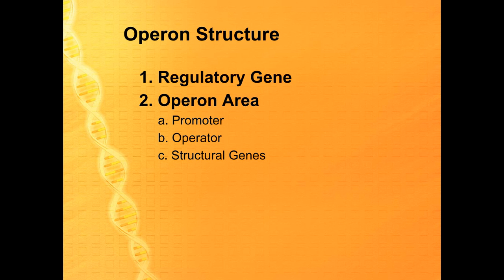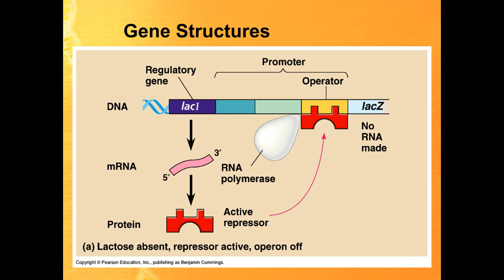We'll spend some time on eukaryotes in a few minutes, but when we see an operon, they're going to be made of this operon area and a regulatory gene. So the operon, see, it's got some special pieces there. It's got a promoter, an operator, and then structural genes. So you'll see it's just kind of an on-off switch kind of thing for controlling expression.